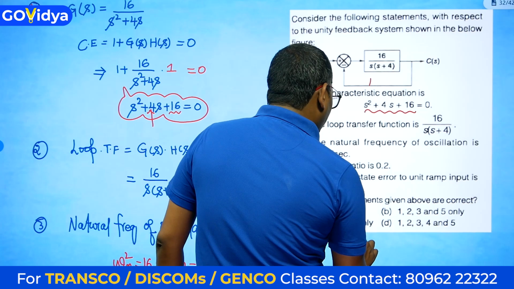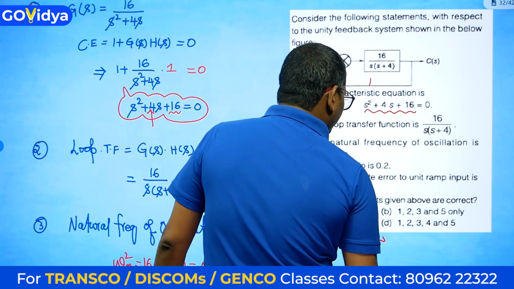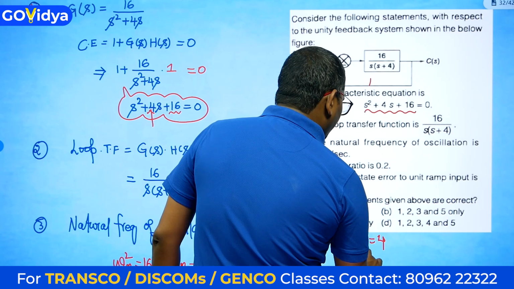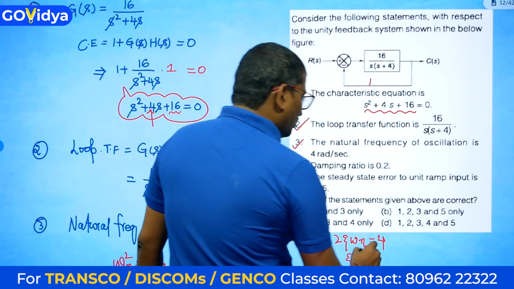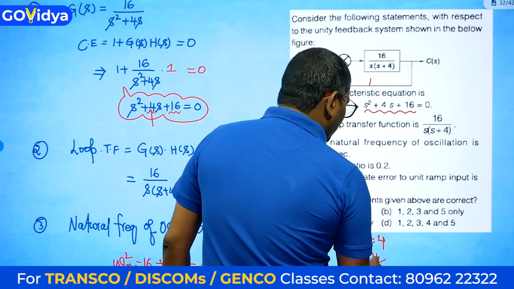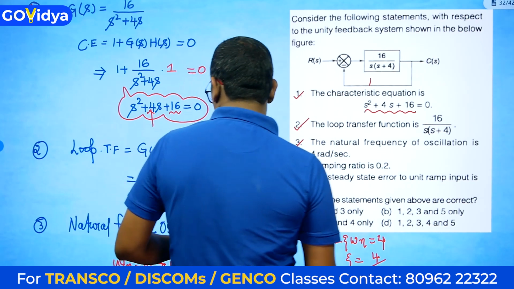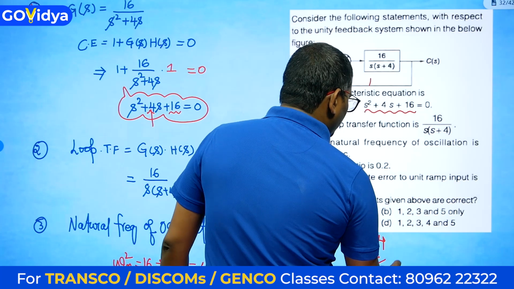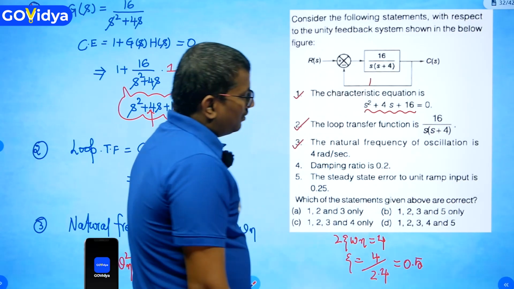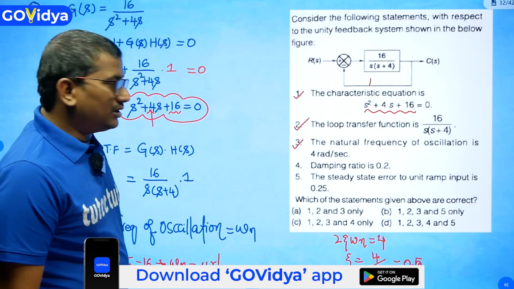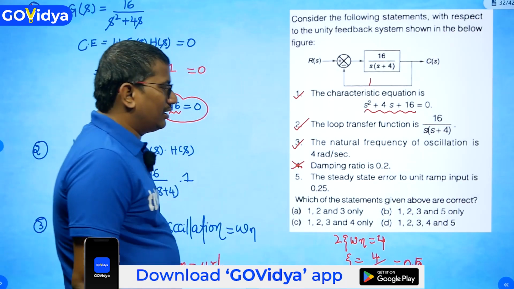2 zeta omega n is equal to how much? 4. Then zeta is equal to, from this, how much? 4 upon 2 into, what is the omega n we got? It is also 4. So this value will be 0.5. But as per the given data, the damping ratio is 0.2. So therefore this is wrong.